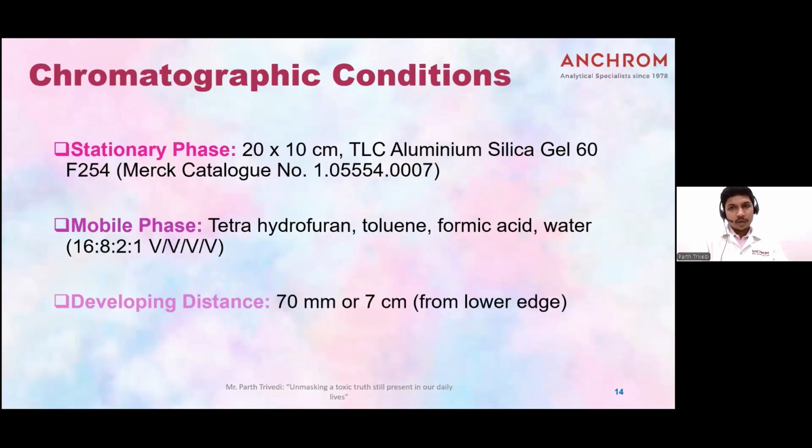For the chromatographic conditions, you can see we have taken, as the stationary phase, a 20 by 10 centimeter plate, which is TLC aluminum silica gel 60F254 from the Merck catalog. For the mobile phase, we have taken tetrahydrofuran, toluene, formic acid, and water in the ratio of 16 by 88 by 2 by 1, volume by volume. The developing distance we have chosen is 70 mm, which is 7 centimeter from the lower edge.